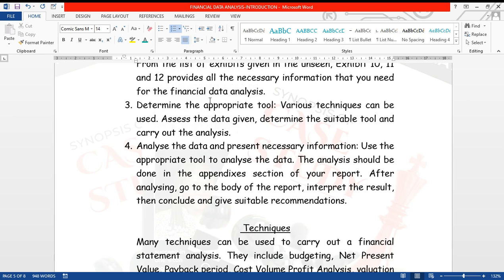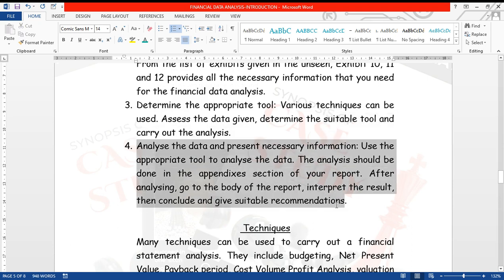Why is the data in those exhibits? So that the data would help us to determine the appropriate, suitable tool to use for carrying out the analysis. Then after that, you analyze the data and present the necessary information, using the most appropriate tool that you determined as a result of scanning through the data. The analysis should be done in the appendices section.